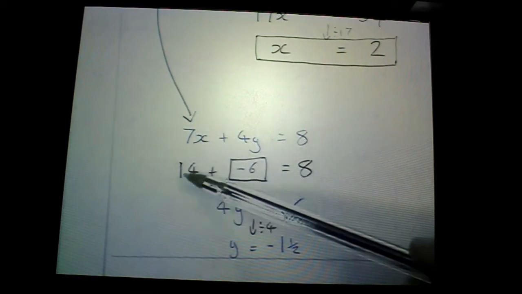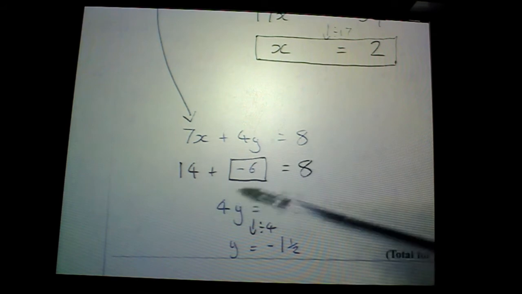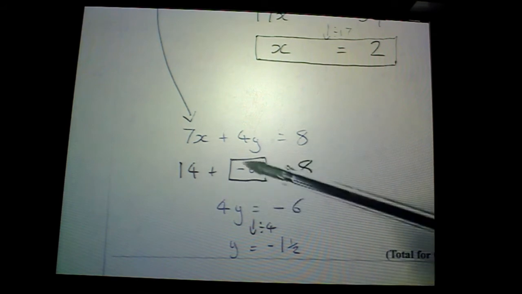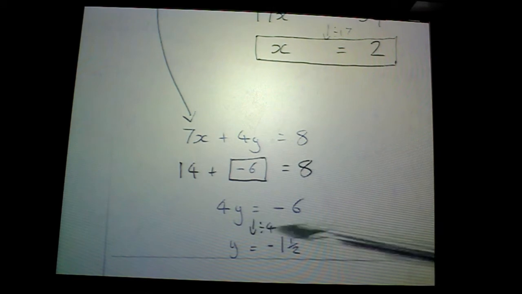So 7 2s are 14. So 14 add something equals 8. So 14 add, actually minus 6 equals 8. So 4y is minus 6. Divide both sides by 4. So y is actually minus 1.5. So my answer for that is there. x is 2 and y is minus 1.5.